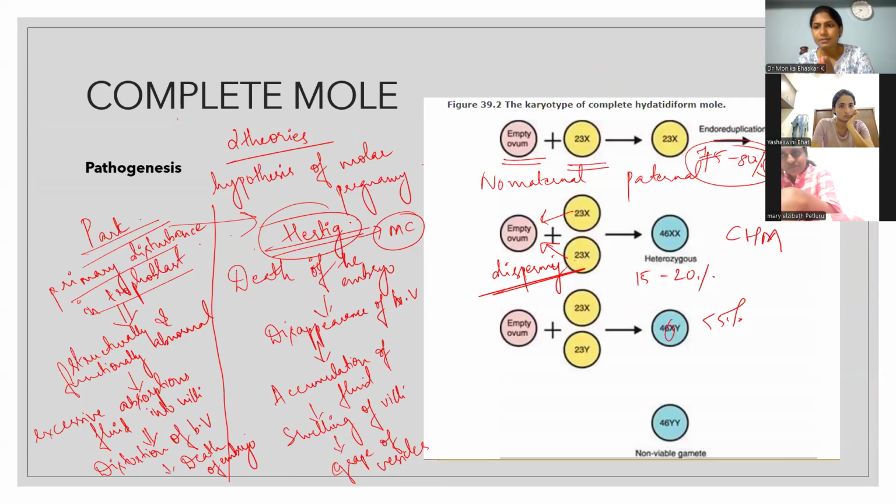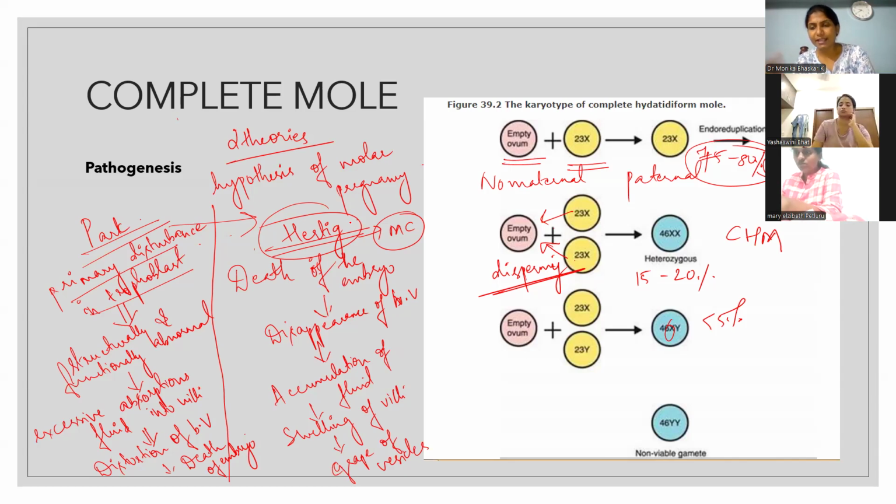Right, ma'am. So there is no genetic material from the ovum, or no genetic material from the mother's side. So there is an empty ovum, plus there is a sperm which fertilizes this empty ovum. The sperm gives some genetic material, that is 23 chromosomes. And this 23 from the sperm will undergo endoduplication, which gives 46 XX. So this is one form of development of complete mole. This endoduplication occurs usually in 75 to 80% of the complete form of pregnancies.